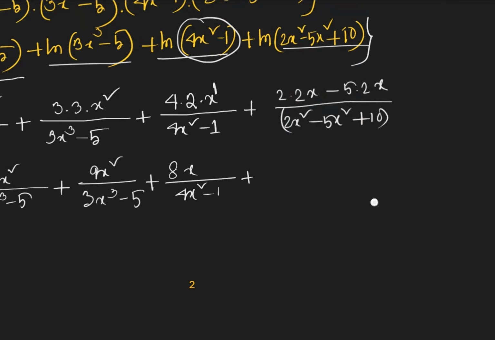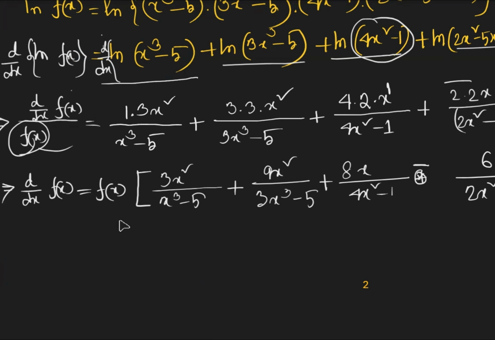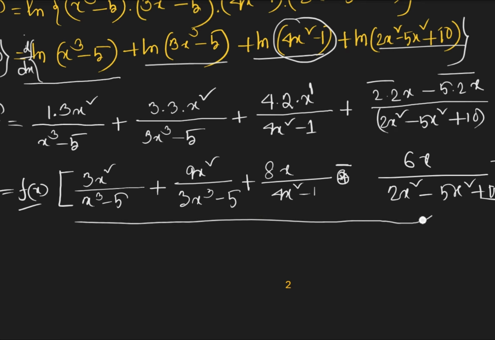And here we can write this is 4x and this is 10x, right? So we can write here minus 6x over 2x square minus 5x square plus 10, box bracket. So the main function, multiplied with the whole differentiated part, will be the answer. We can write down the function f of x and multiply, unless this is fine. So this is the final answer, we could say.